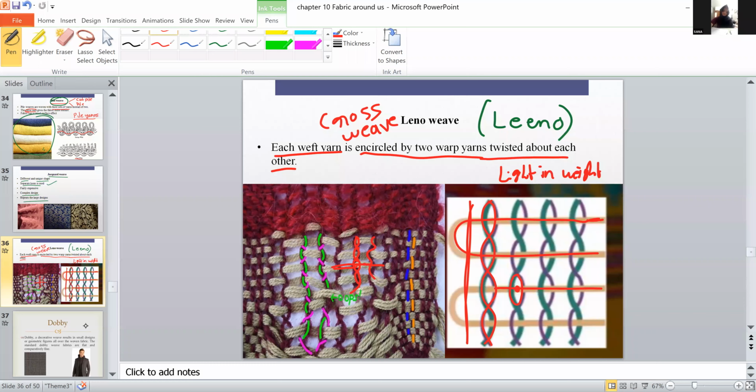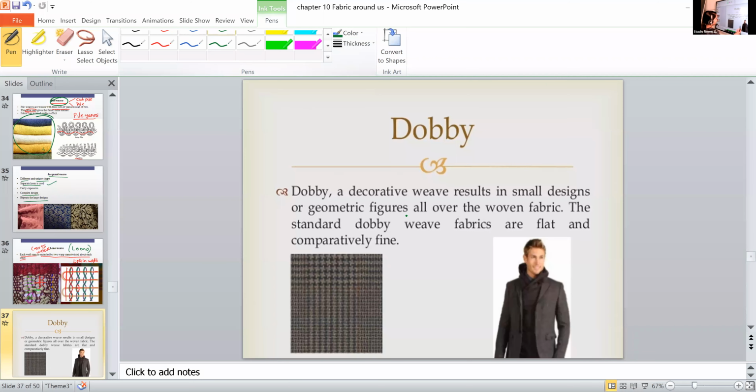Dobby weave. In this weave, the designs are very simple and usually in a geometrical pattern. In Dobby weave, small designs or geometrical figures are used. Dobby weave fabrics are flat and comparatively fine compared with other fabrics. The main characteristic of the Dobby weave is the geometrical patterns.